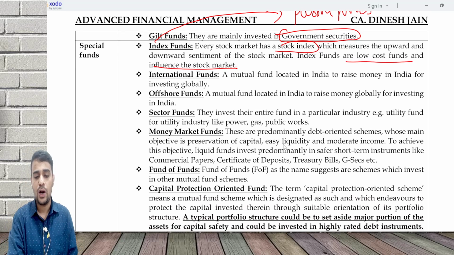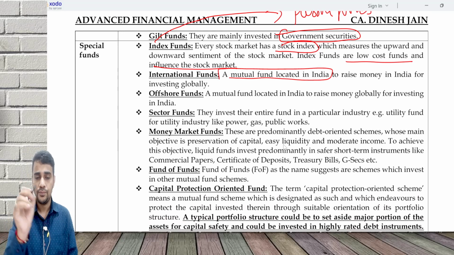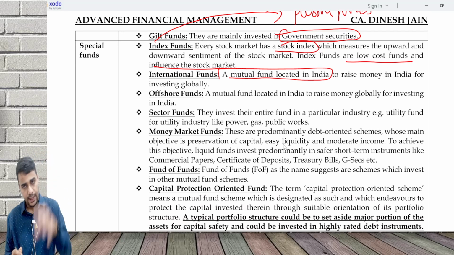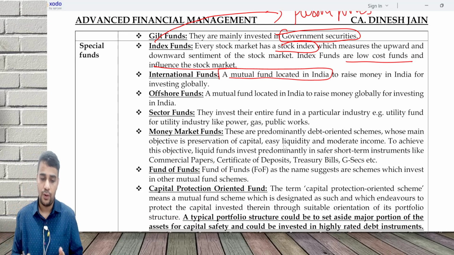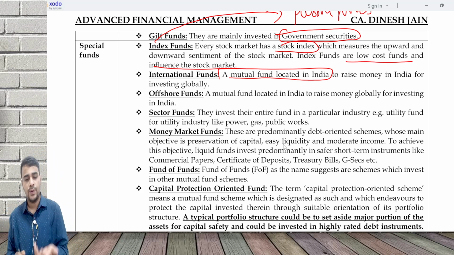International funds: you are located in India, you raise money in India, but invest abroad. Located in India, raise money in India, but invest in the Singapore market or the USA market.